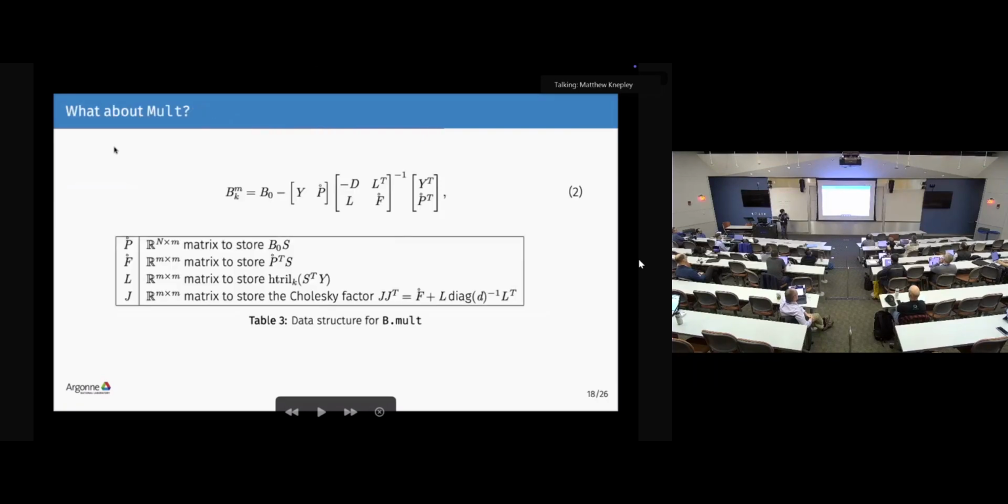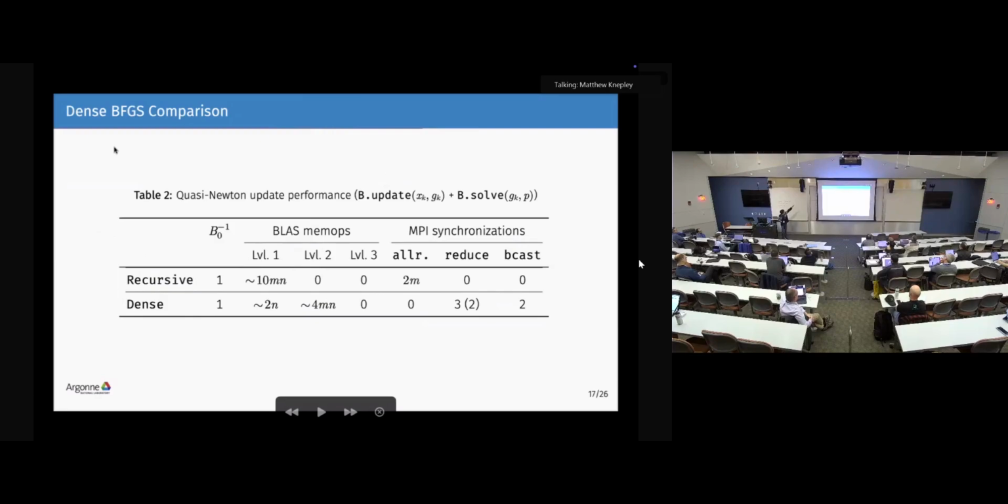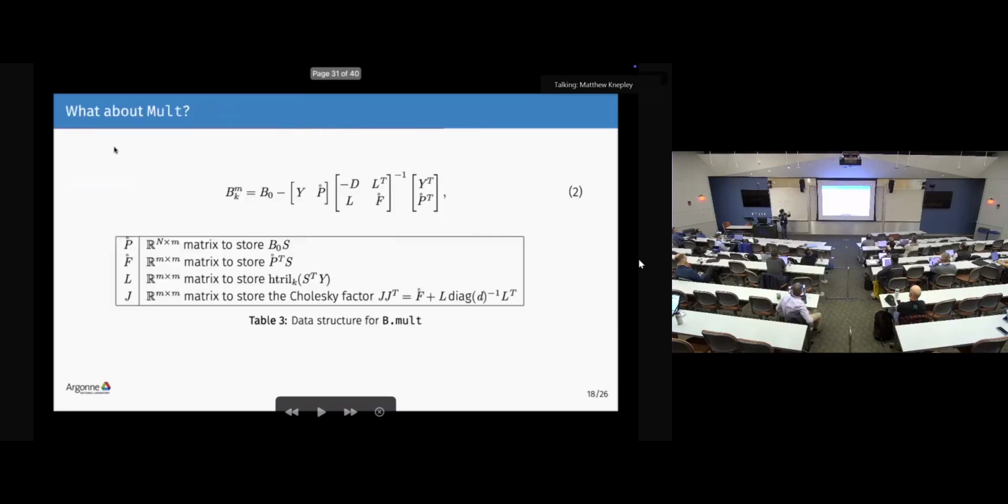Okay, so far everything is for solving. Okay, but what about mult? Okay, so this is the dense representation we have for BFGS. This would be the block matrix representation of a multiplication. Yeah, notation is kind of convoluted.